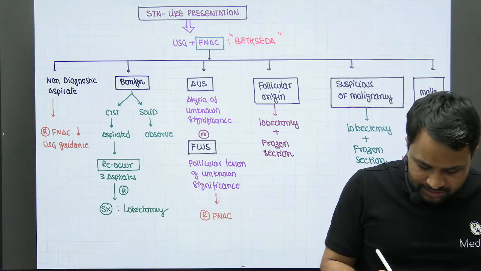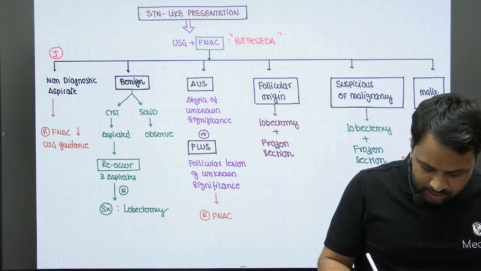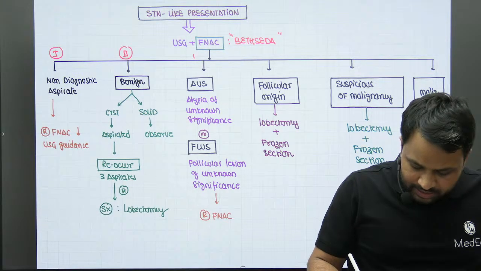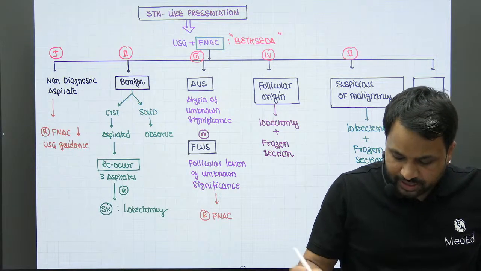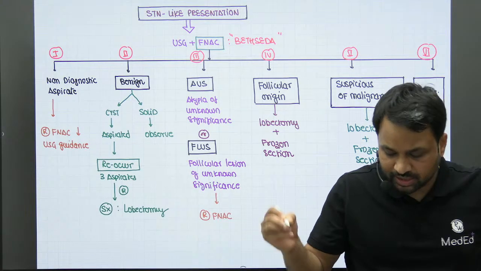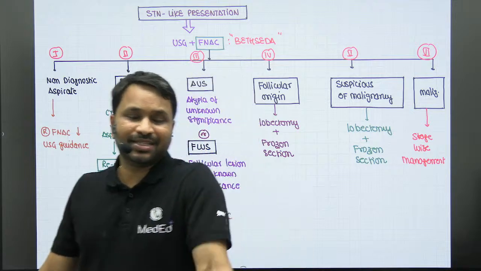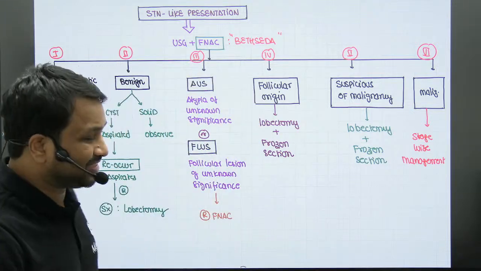Now when they say what is the Bethesda class 1, it is non-diagnostic. Class 2 is benign. Class 3 is atypia of unknown significance. Class 4 is follicular origin. Class 5 is suspicion of malignancy. And class 6 is a malignant lesion. And this is how you learn about your Bethesda classification.